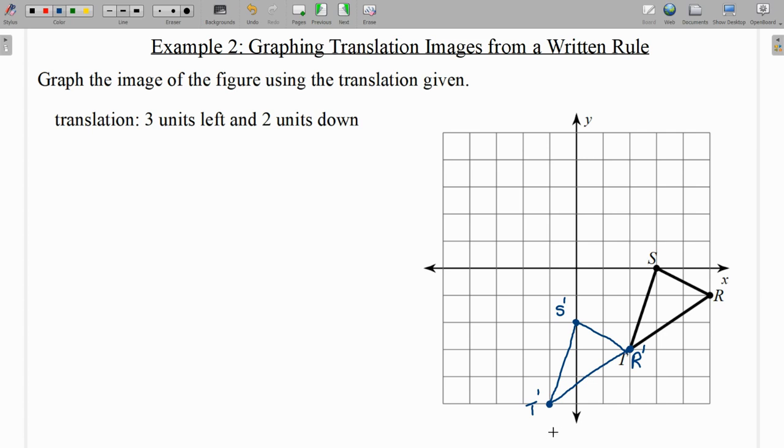So this is another way of how you would do a translation if given a pre-image and asked to graph its image from a given translation rule.